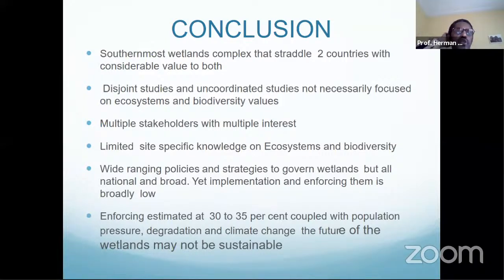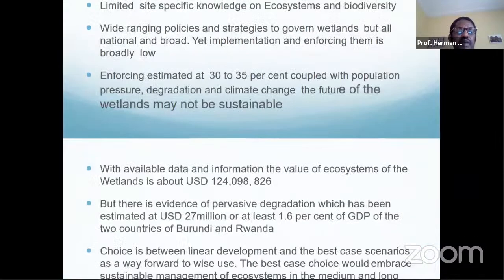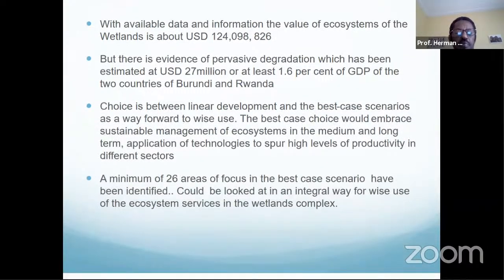We have a series of conclusions here: the southernmost wetlands complex straddling the two countries. You have disjoint studies, some in Akagera, some in Burundi, some in Rwanda. You have multiple stakeholders and multiple interests. We have limited site-specific knowledge on ecosystems and biodiversity. These are just very general estimates I gave. I think they would need more accurate and more detailed studies. Wide-ranging policies, as I mentioned, yet enforcement is very weak, maybe up to 30, 35. These are the values I mentioned.